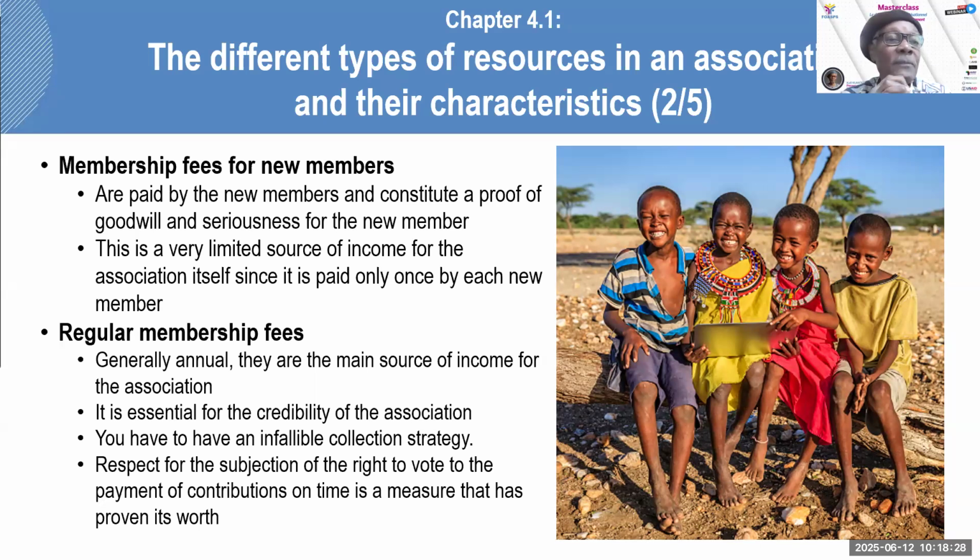Okay. Now you go to regular membership fees. Regular membership fees are generally annual. Some associations may have decided that their membership fees are monthly, but generally it is annual. Then the payment can be agreed upon to be made on a monthly basis, on a quarterly basis, and so on and so forth. So this is something that we've seen in some associations.